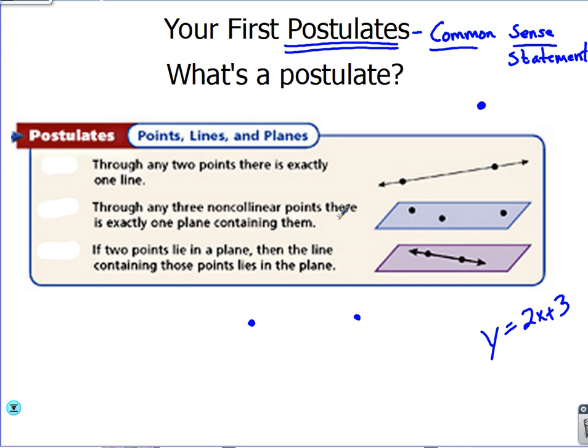Your second one, through any 3 non-collinear points. We talked about this a while ago. If you have 3 points and they are non-collinear, there is only 1 plane that can pass through those 3 points. If you have 3 points and they are collinear, there's an infinite number of planes.